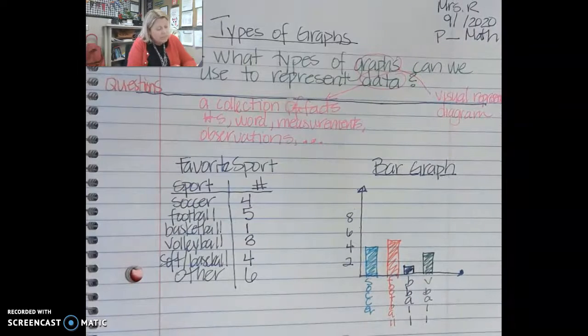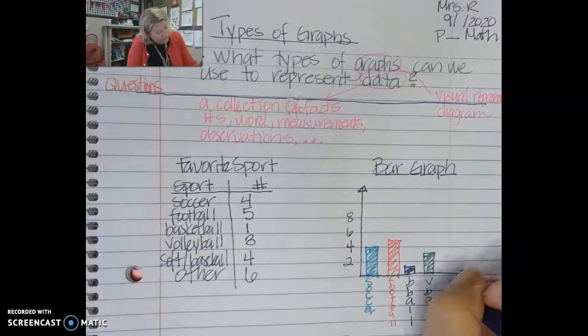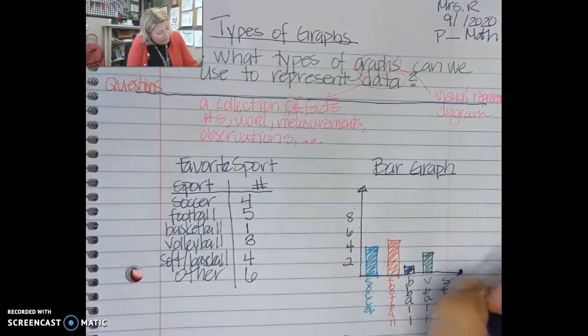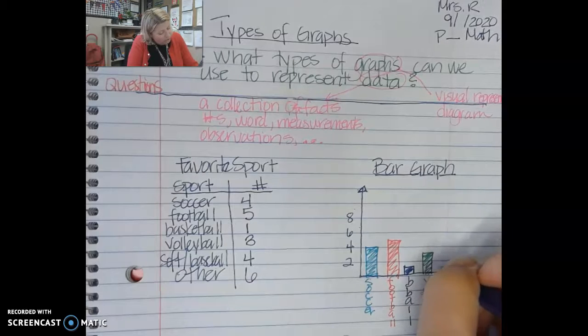Right? And then we had softball. Let me come up with another color. I think I have purple. We'll try. Oh, let's hope it works. So I have softball/baseball, and we had 4, so I'm going to go all the way up to the 4.